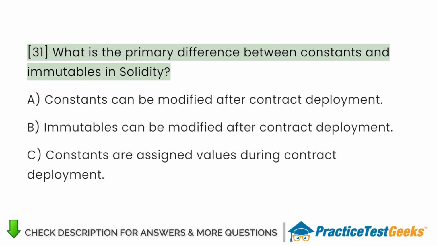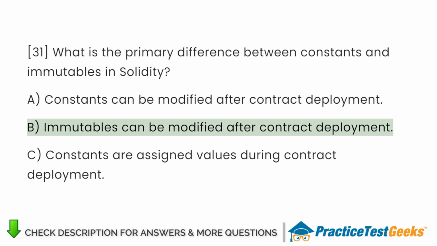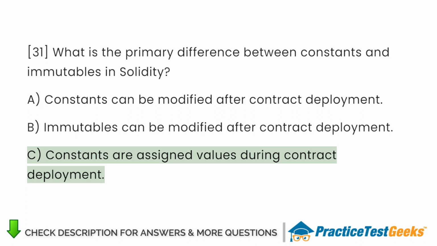What is the primary difference between constants and immutables in Solidity? A. Constants can be modified after contract deployment. B. Immutables can be modified after contract deployment. C. Constants are assigned values during contract deployment.